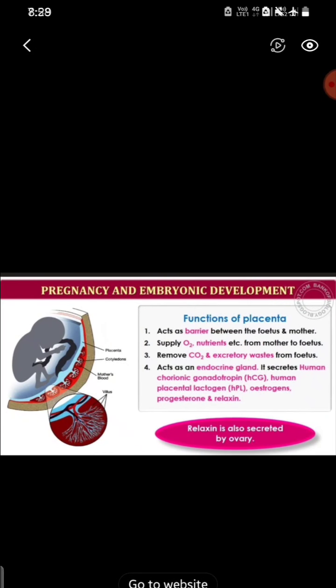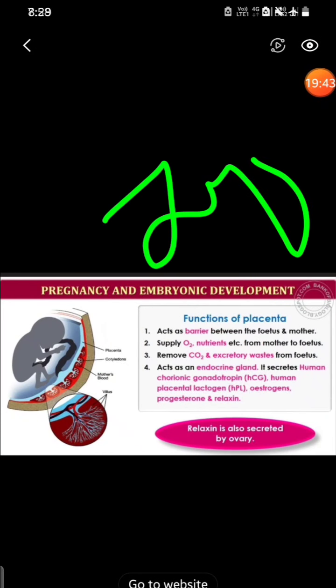So what are the functions of the placenta? It acts as a barrier between the fetus and the mother. So it is a kind of barrier also. It supplies oxygen, nutrients, etc. from the mother to the fetus, as well as removes carbon dioxide and excretory waste from the fetus. And it acts as an endocrine gland. It secretes human chorionic gonadotrophin, that is HCG, human placental lactogen, and estrogens, progesterone and relaxin hormones.